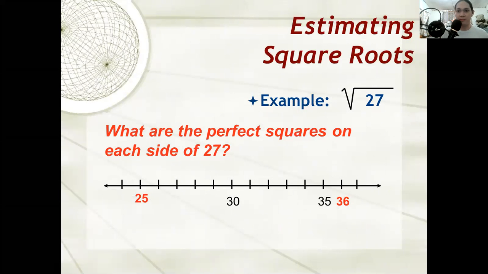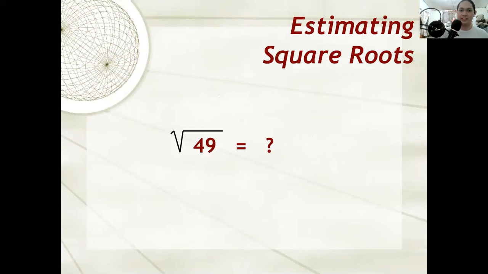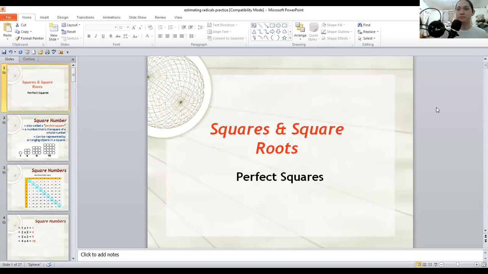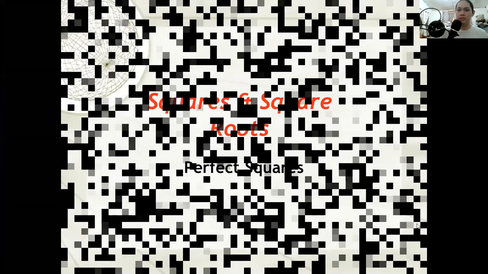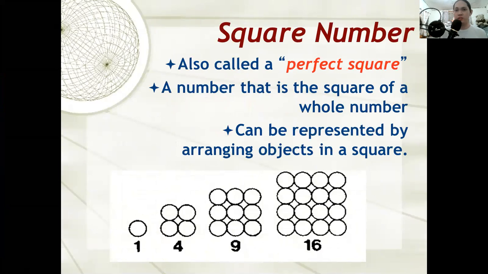So now, estimating square roots. Let's first go over squares and square roots, or shall I say, we include the perfect squares. To start, let's define what a square number is. It is also called a perfect square.